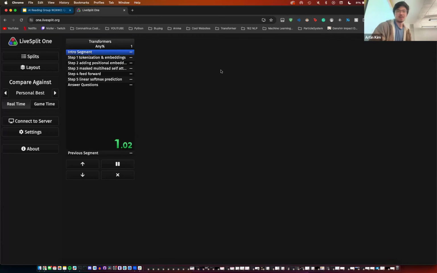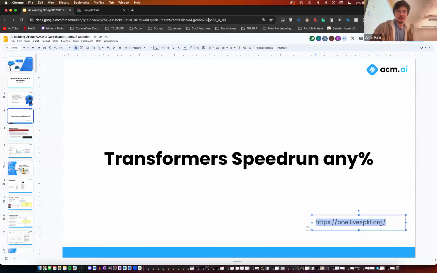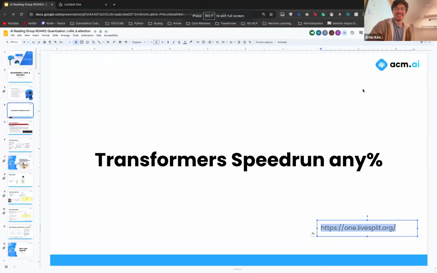So intro segment, we're running. Wait, you want to full screen the tab so you don't show your bottom bar? What do you mean? How do I? Yeah, ignore the chaos. Oh, that's what you mean.